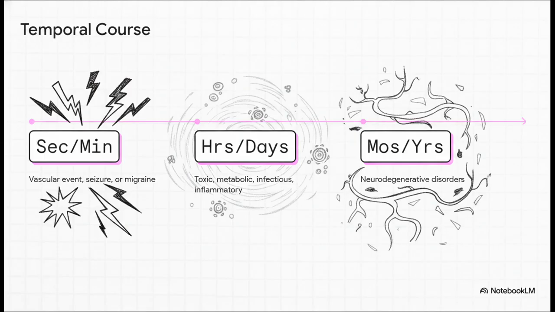Now, if the symptoms have a gradual evolution over hours or days, you're likely looking at a toxic, metabolic, infectious, or inflammatory process. And if it's a slow, progressive decline without any remission over months or years, that is classic for neurodegenerative disorders, things like Alzheimer's or Parkinson's disease.